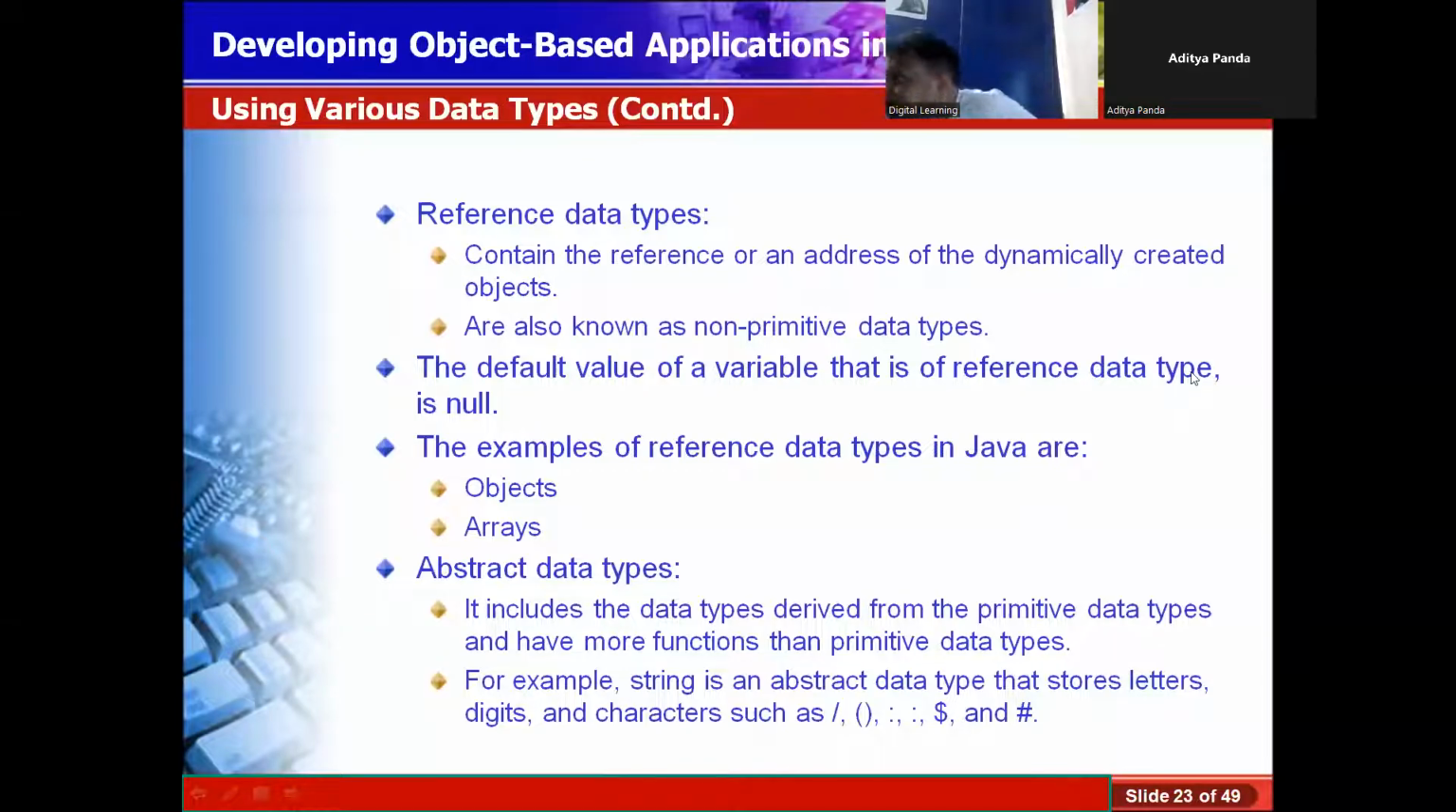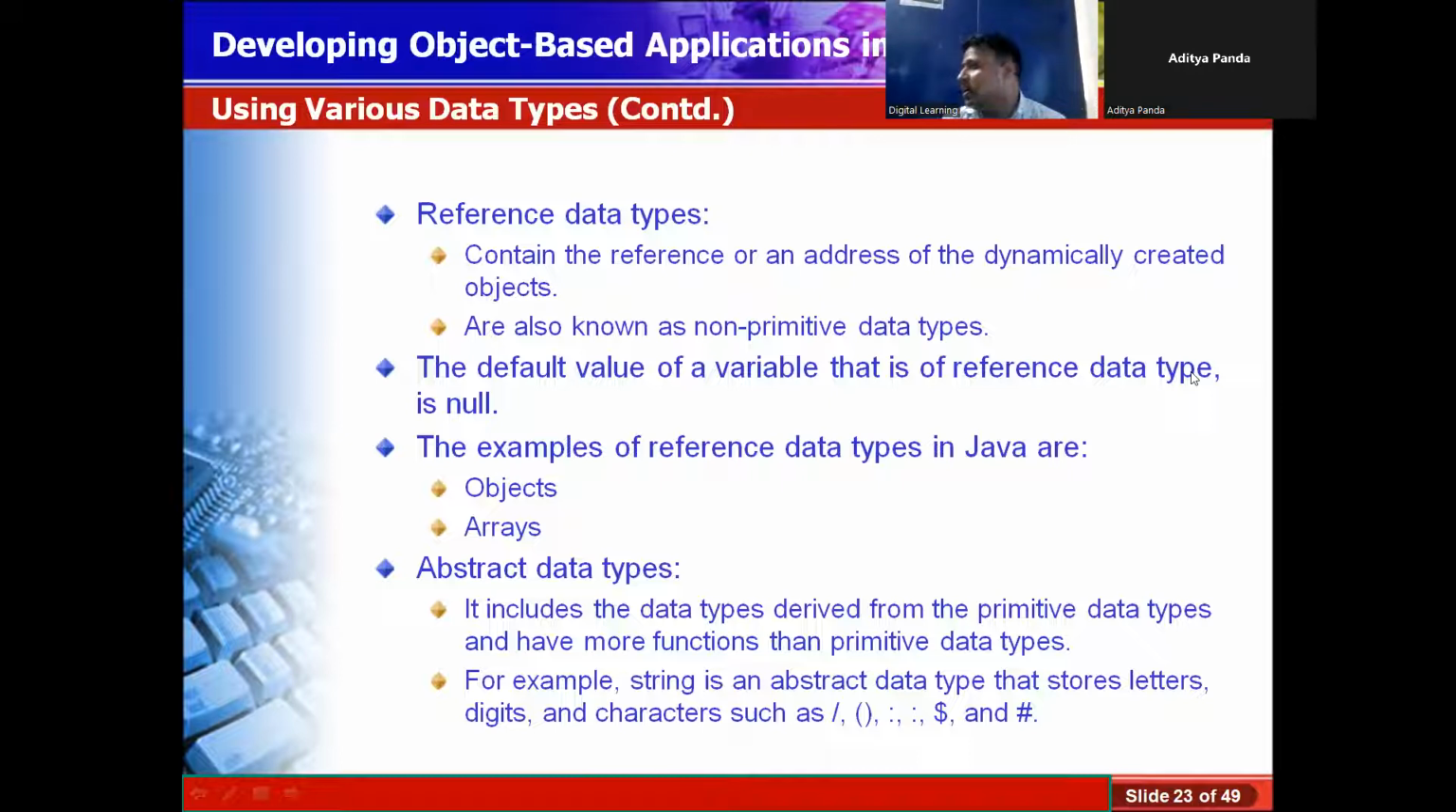If I am asking where the center is present, I am saying that it is in front of Kotak Mahindra Bank or near the hospital. So for identifying the center, I am taking the reference of any reputed building. That is called the reference data type. Reference data type doesn't contain the value of its own. It contains the address where your value is stored. It doesn't contain the value itself.